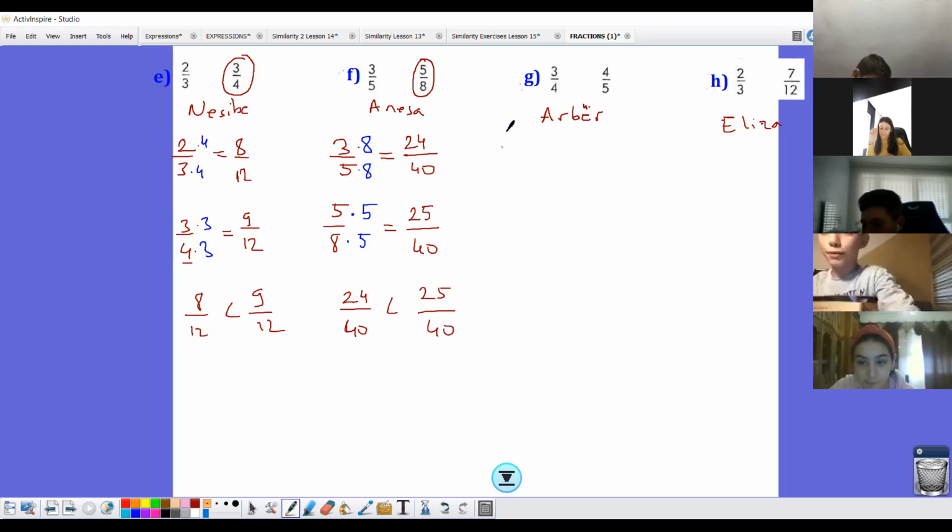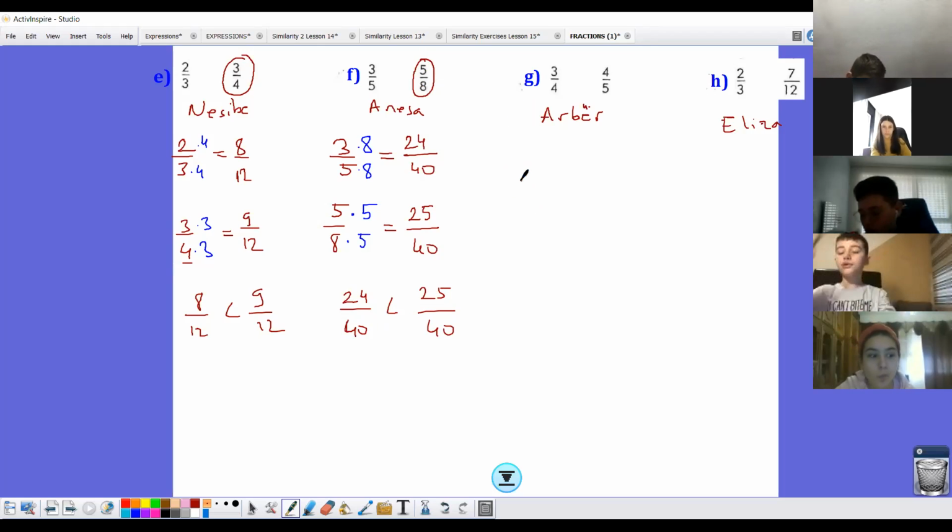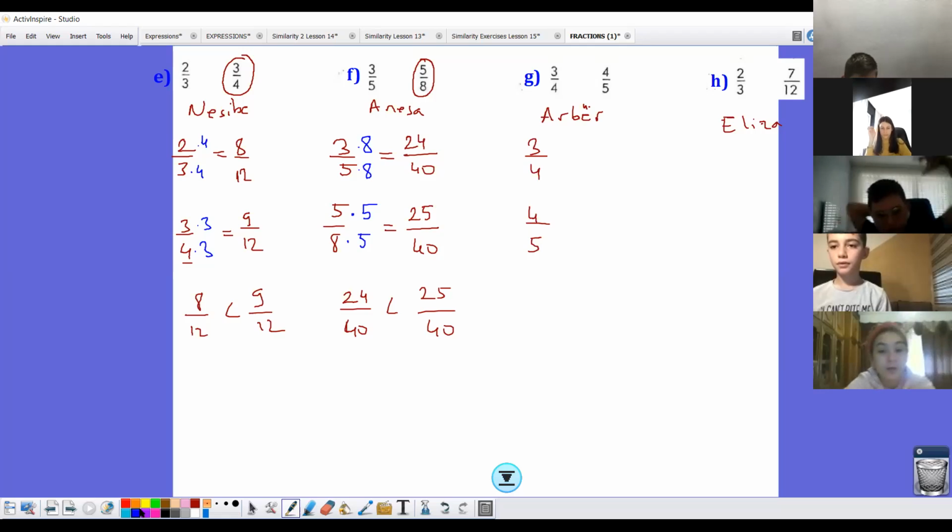Teacher, they're both the same. No. Alright, then let's do like we did in the previous ones. We have 3 out of 4 and 4 out of 5. I'm trying to make the denominators the same. How will I make it, Arbor? Wait.